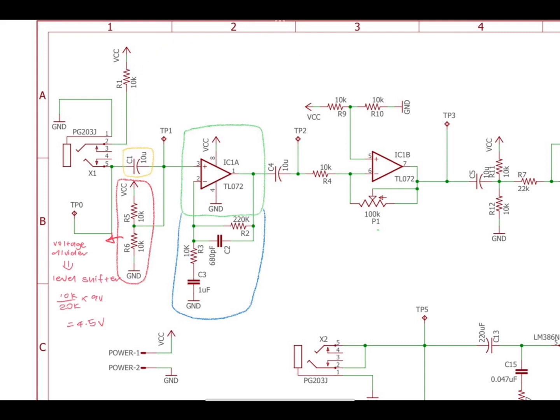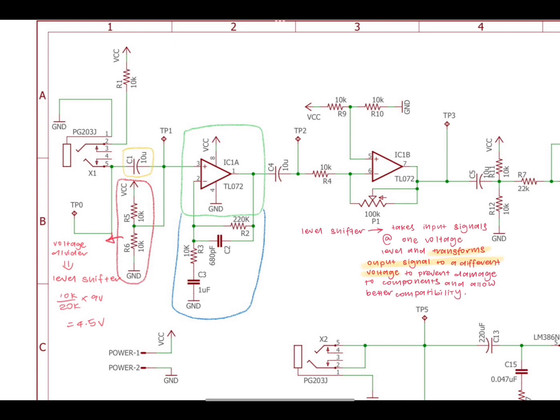R5 and R6 is a voltage divider that acts as a level shifter which provides half the supply voltage of 4.5 volts for the op-amp to be working in a single supply mode. The level shifter takes input signals at one voltage level and transforms output voltage to a different voltage to prevent damage to the components and allow better compatibility.